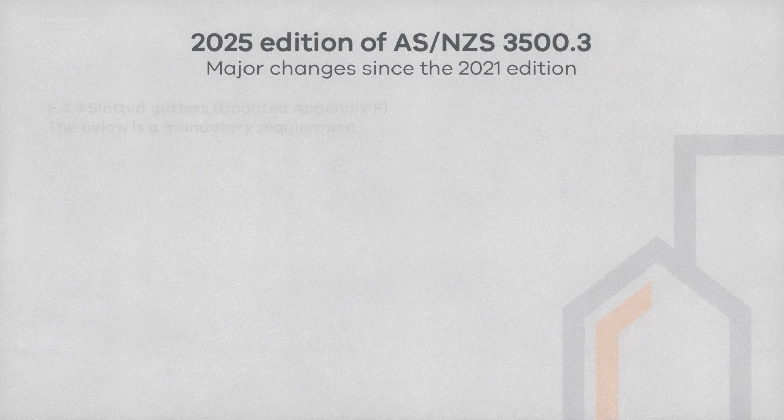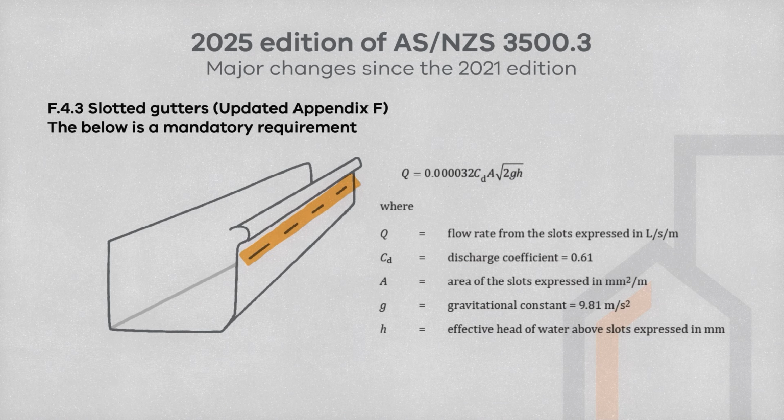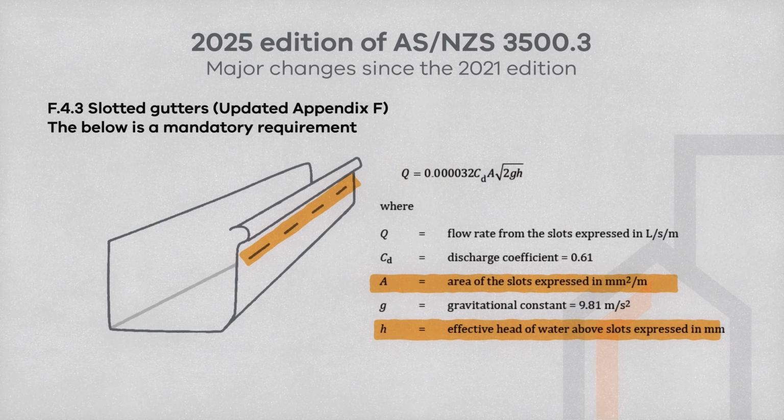Now let's look at the second overflow measure of EVA's gutters, slotted gutters. Slotted gutters have small horizontal slots along the front edge, which act as a continuous overflow path when the main outlet is blocked. The standard gives us this formula to calculate the flow rate through the slots. It depends on two things: the total slot area A and the head of the water above the slots H.